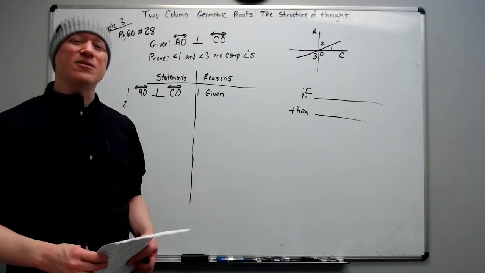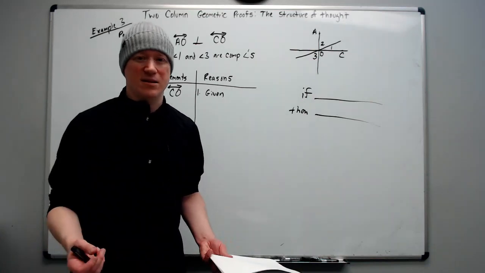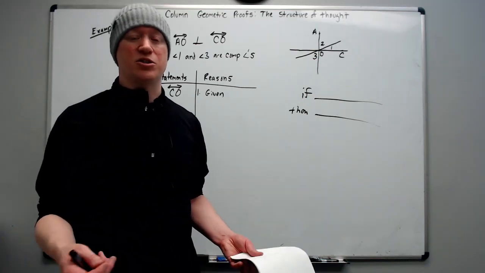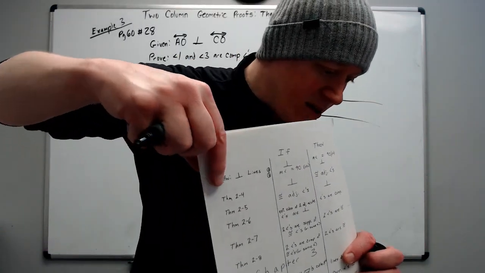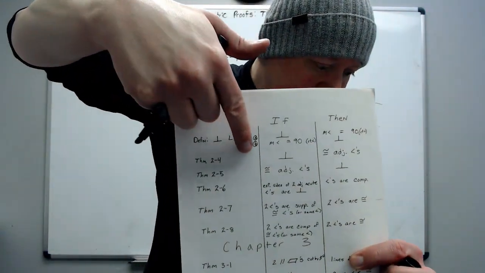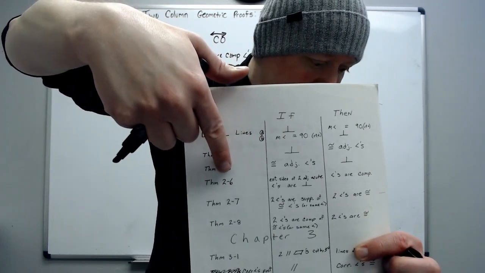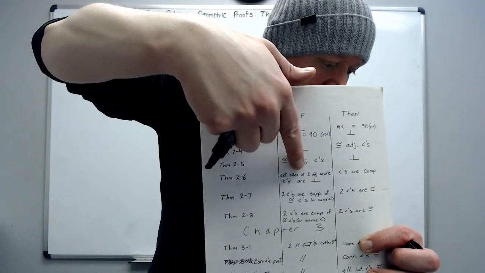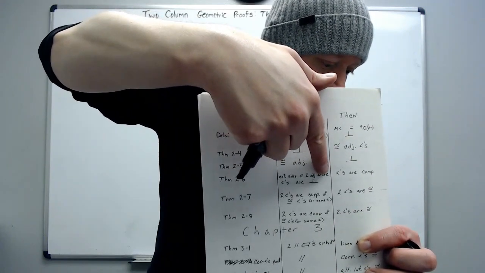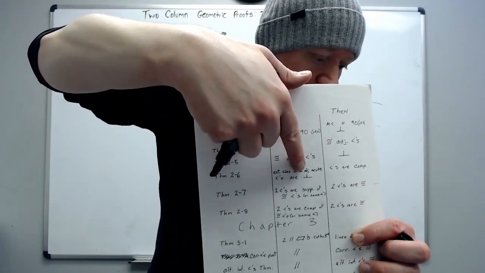Not every theorem has a name. A lot of theorems don't have one, and most teachers don't name every theorem. So in this book, I'll show you one here, which is Theorem 2.6. And in Theorem 2.6, the if statement is that if the exterior sides of two adjacent acute angles are perpendicular.